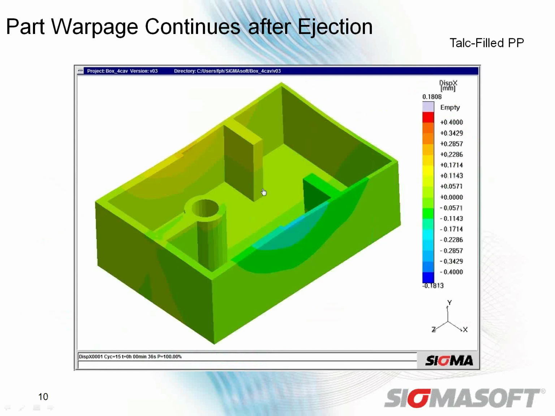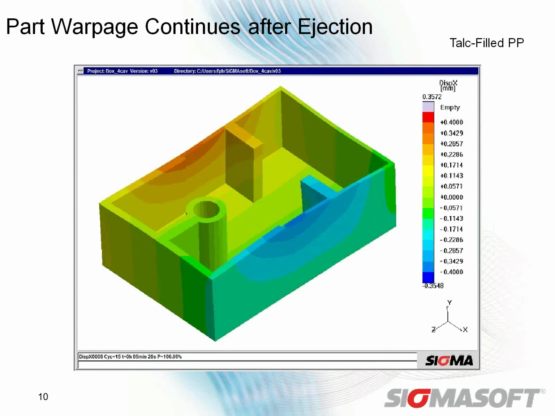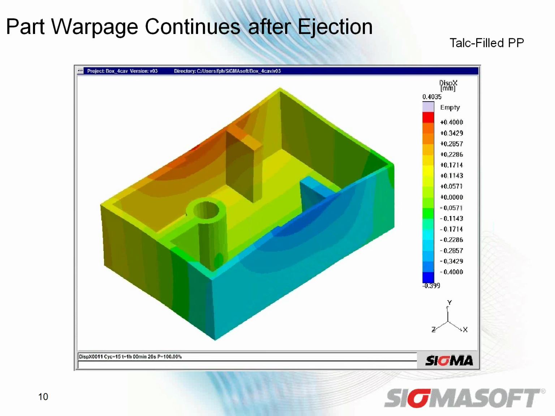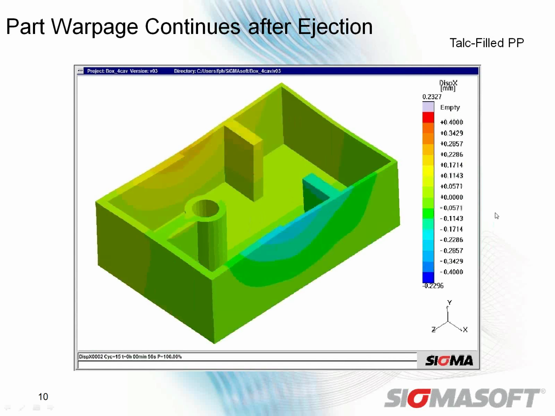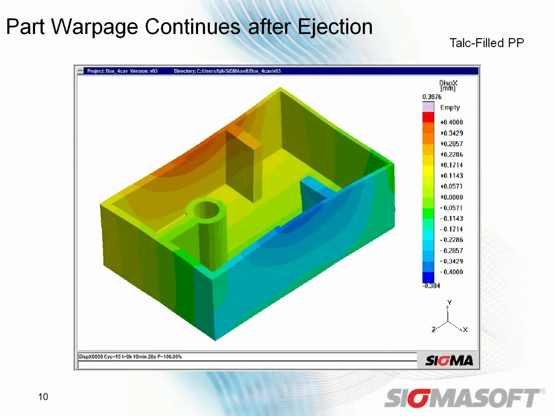Okay, so I'm going to go ahead and animate this, and I actually have the distortion turned on as well here. This is animating the distortion from ejection until the part completely cools. This is actually what's happening to your part as it sits there on a table or on a conveyor belt. Let me go ahead and animate this again. I have this scaled 5x just so you can see more of the magnitude.